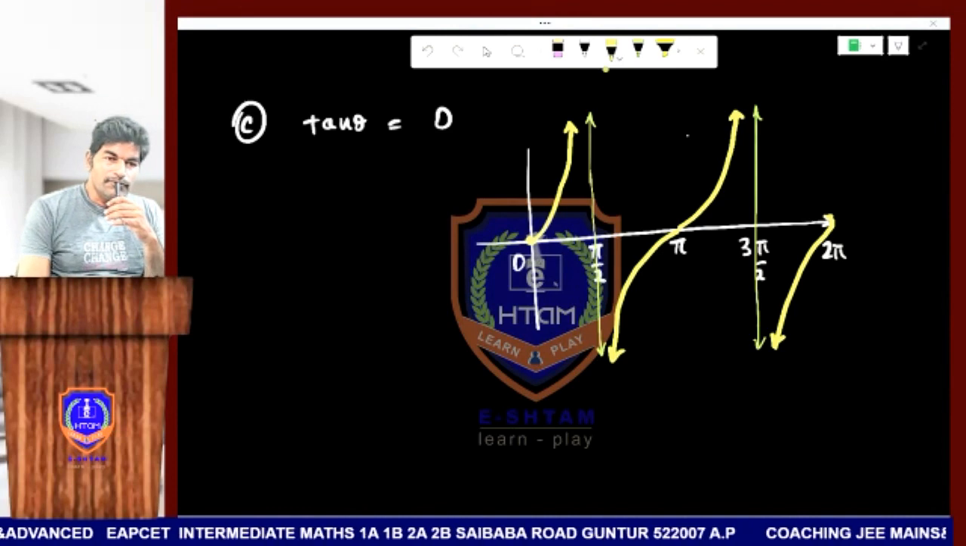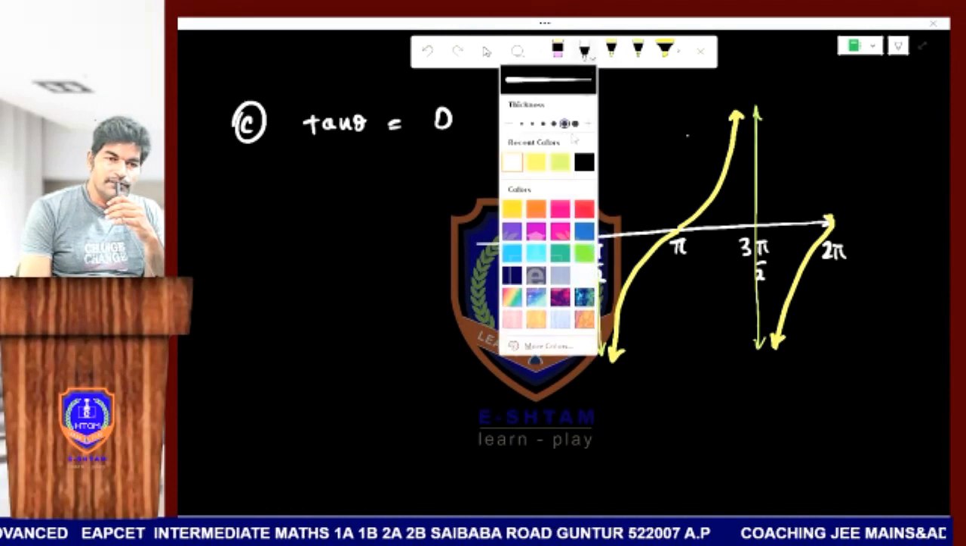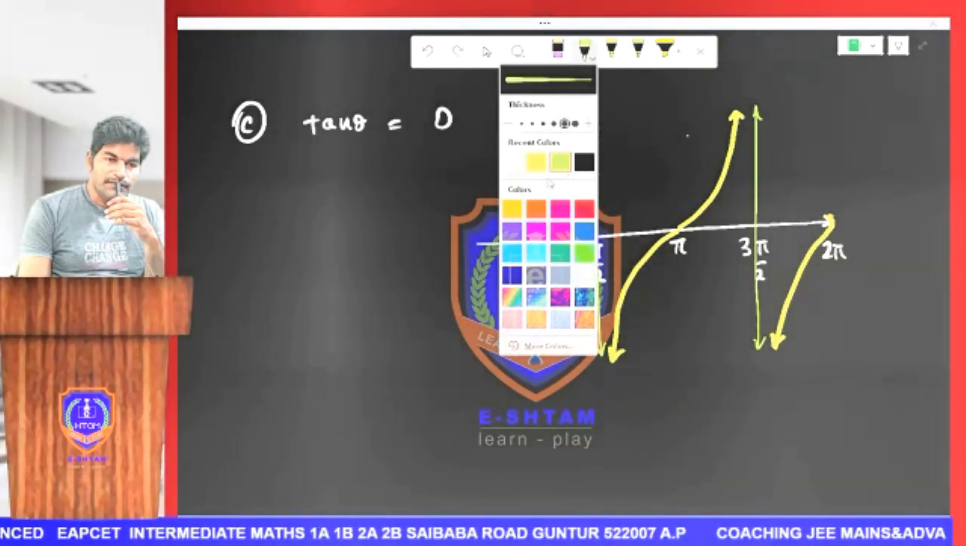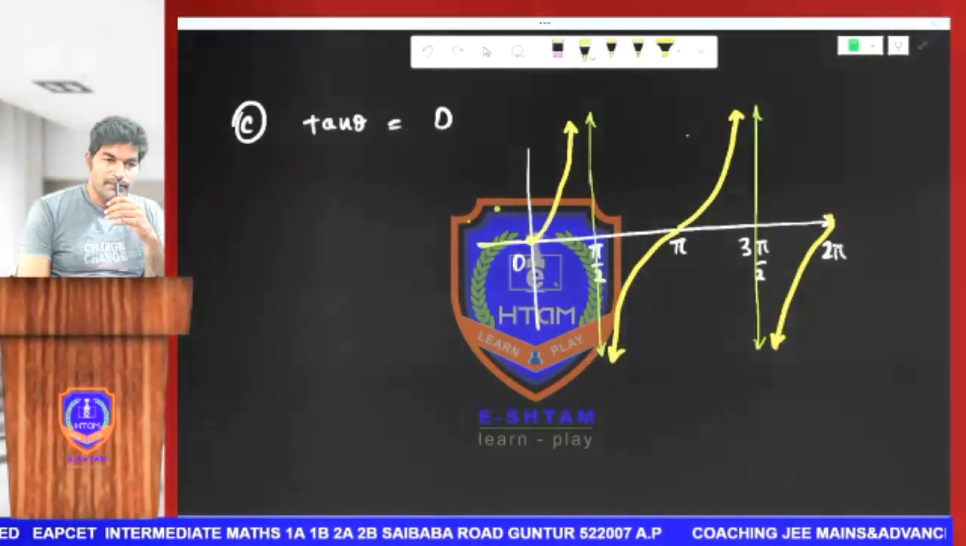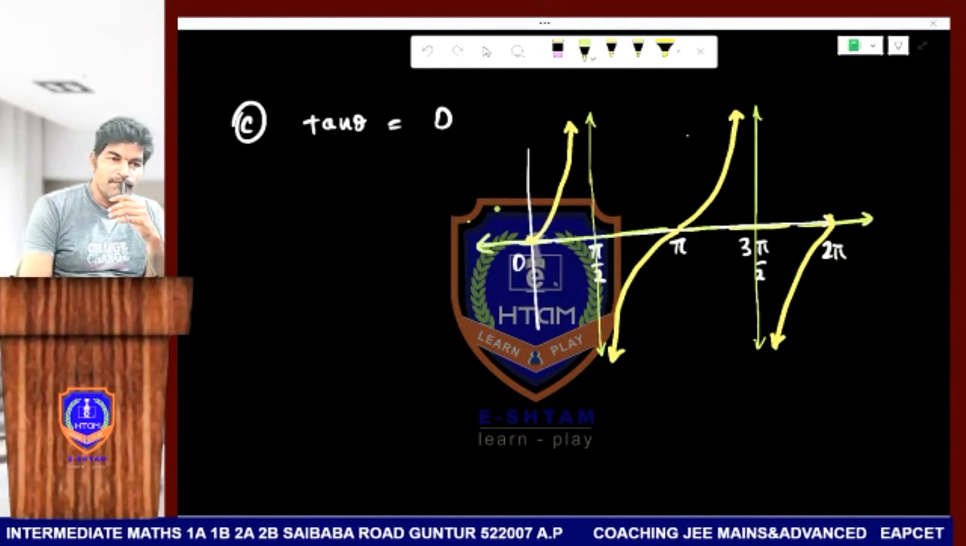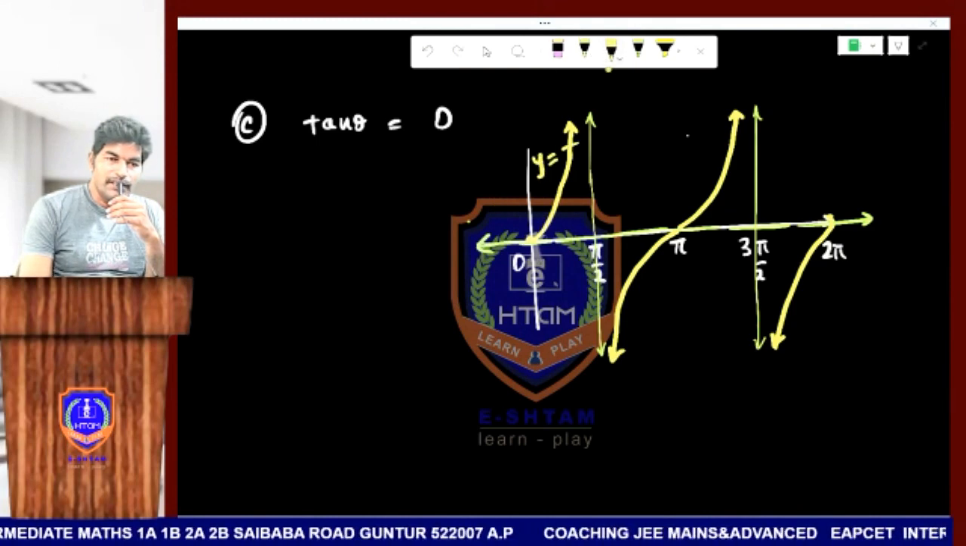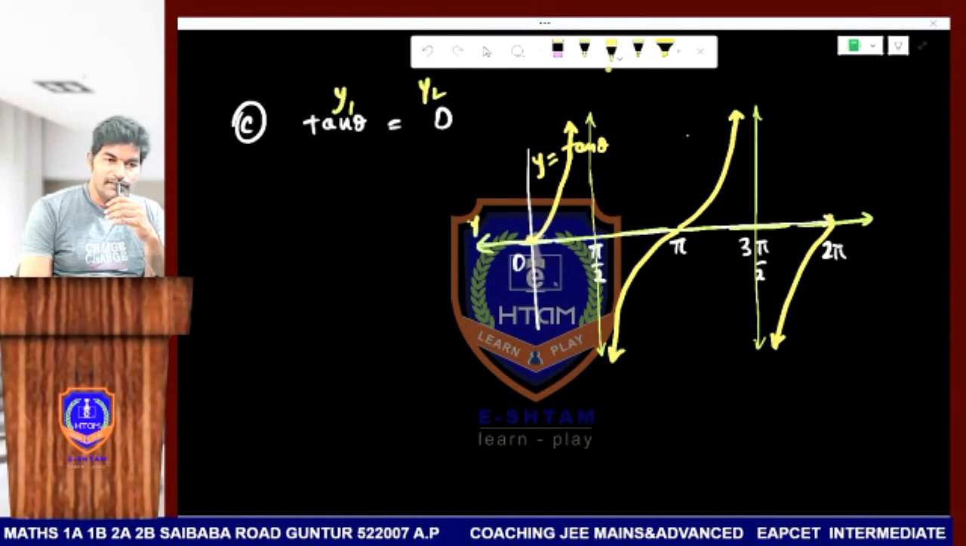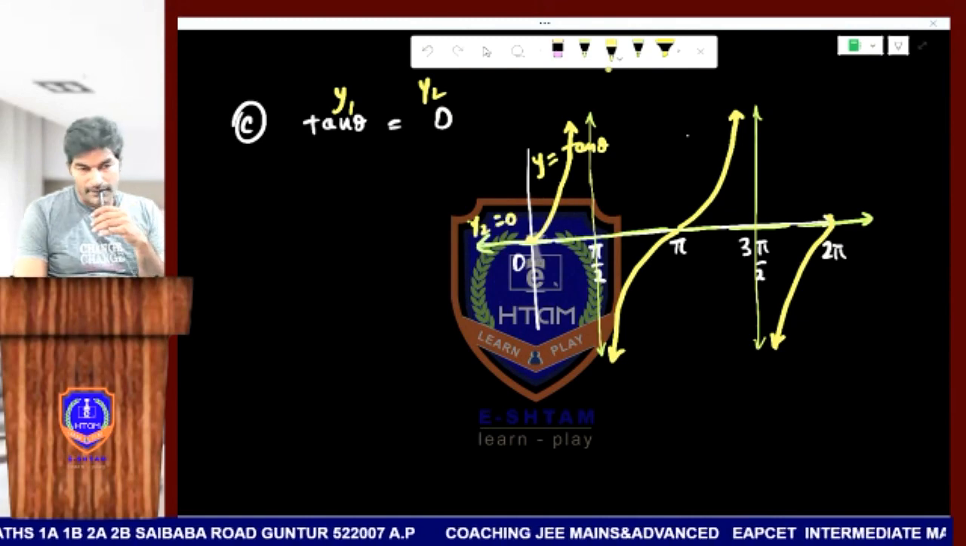Now, what do we want? We want the value 0. So where is 0? It is nothing but the x-axis. So map the lines. y1 equal to tan theta, and this is y2. y2 is nothing but 0, which is the x-axis.